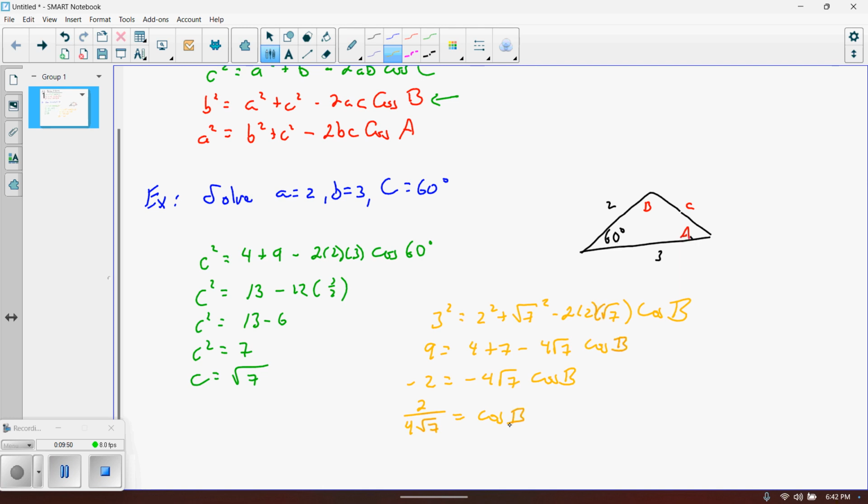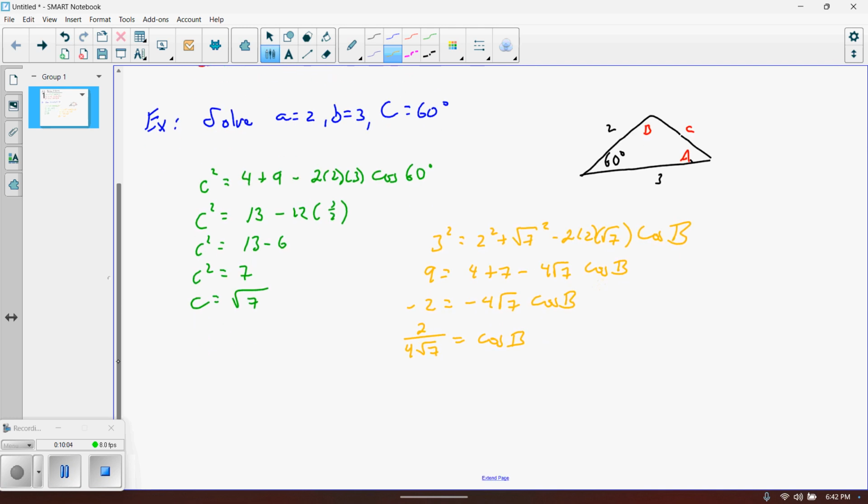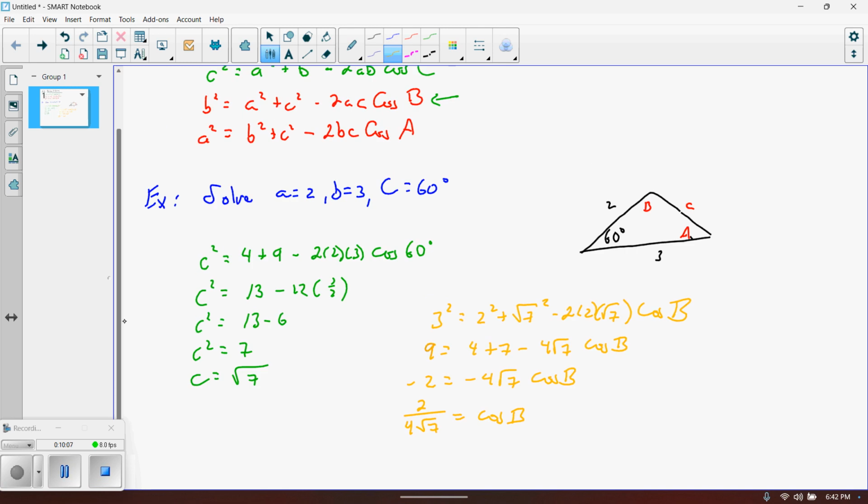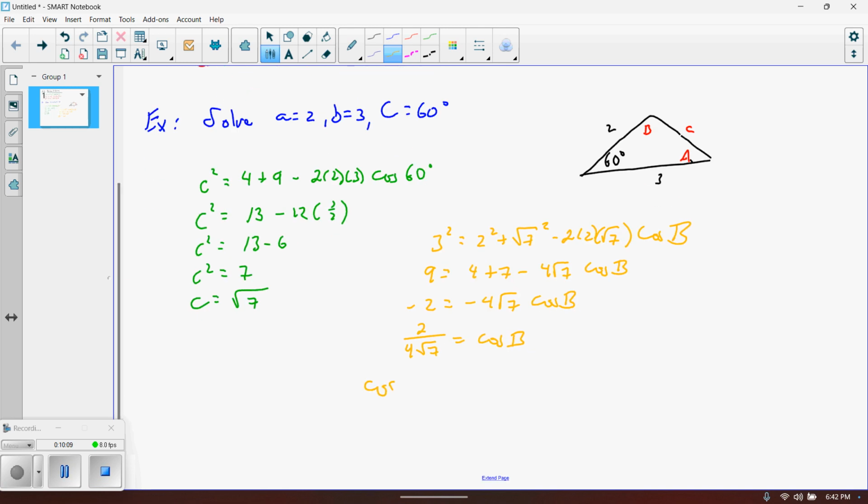And technically, yes, you could simplify that, but since we're going to end up using a calculator in this case, because that's not a special value from the unit circle, we're pretty much going to have to do it this way. Now we're just going to take the inverse cosine of both sides of the equation. So we have the inverse cosine of 2 over 4 root 7 equals b. And when you plug that into your calculator, you get that b is approximately equal to 40.9 degrees.